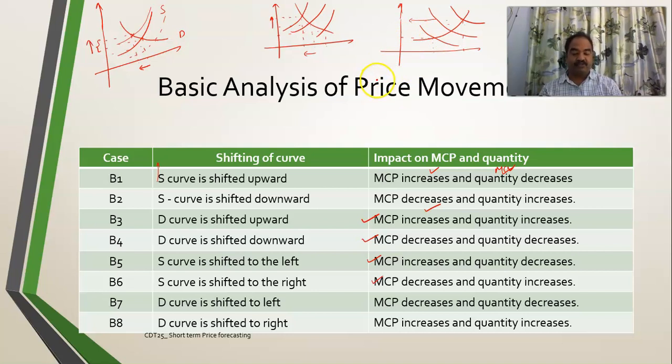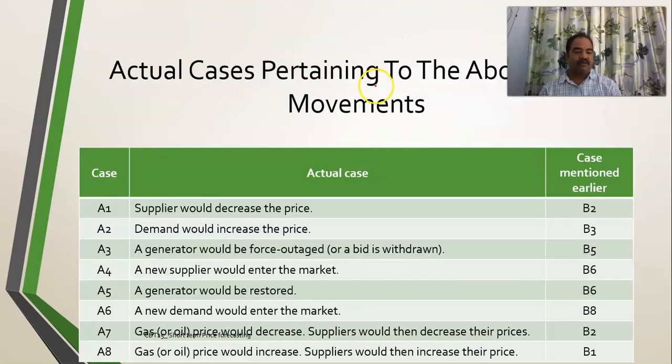Now you may get a question that why do these curves change? There are different scenarios why these curves do change. Now let's see a quick look about how these things happen. So now the first one is case 1. A supplier would decrease the price. So if a supplier is decreasing the price, what does that mean?